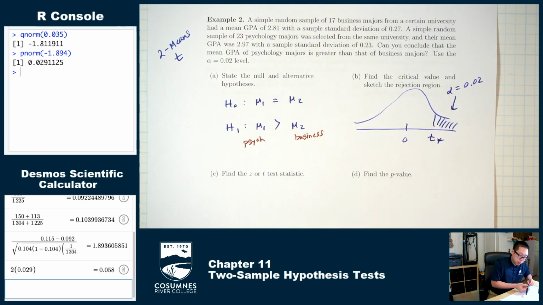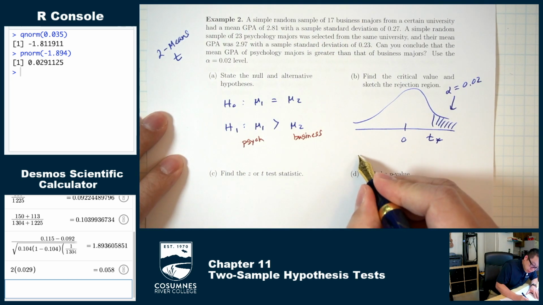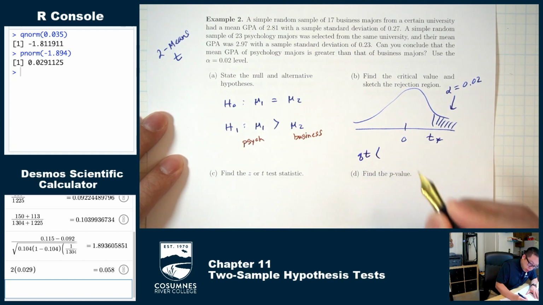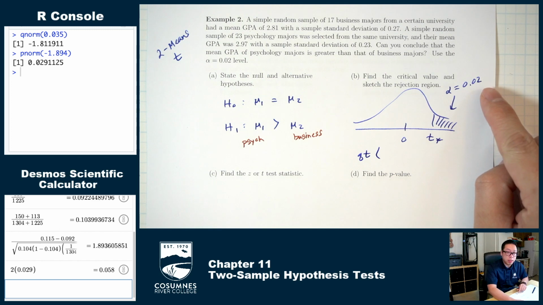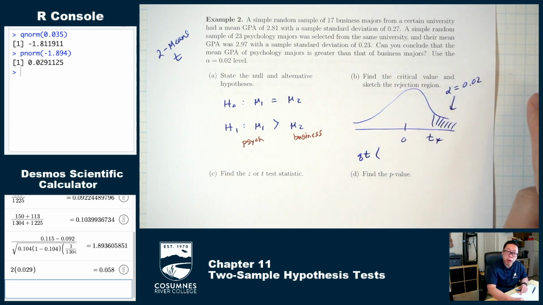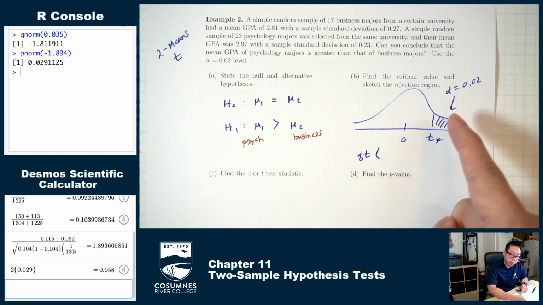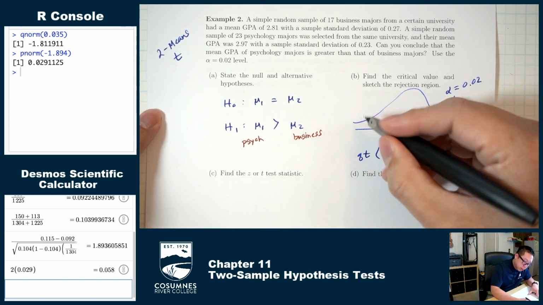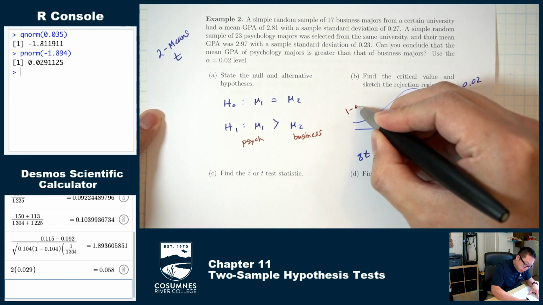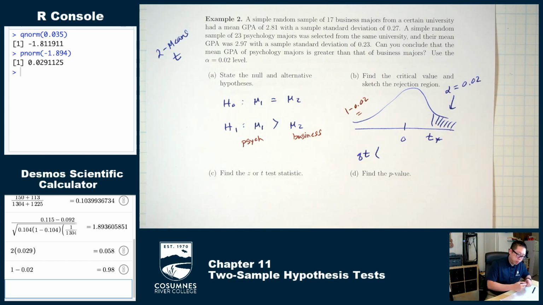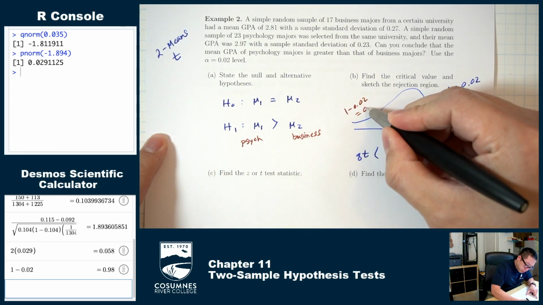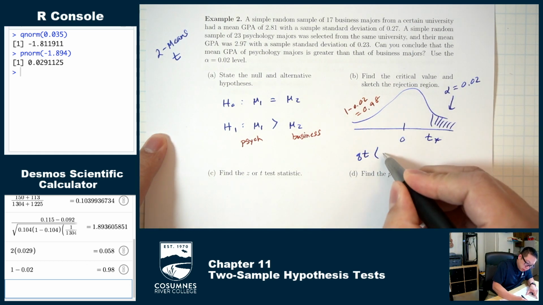So we're going to do QT. Left area. 0.02 is not the left area. 0.02 is the shaded area, which is to the right. I want the other side. To get the other side, 1 minus. 1 minus 0.02 is, I believe, 0.98. Yeah. Okay, that's what we need here.